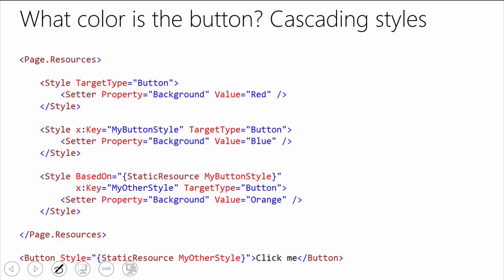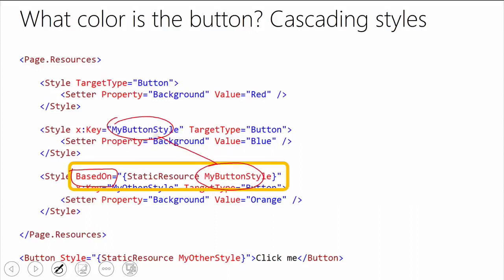Now, what about the idea of cascading styles? We haven't really talked about this yet. And this is the special part of this one. It's based on. So using basing this on another style. You can see we've already set up my button style, and then we're referencing my button style, basing the new style on the old style. I create a brand new one basing it on that and extend it so that I set the background to orange. The original one was setting it to blue.